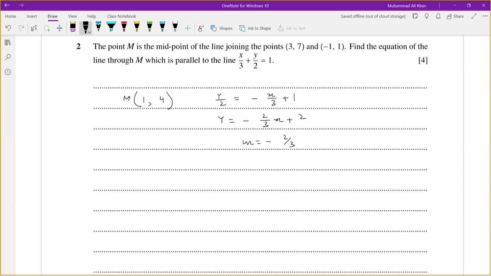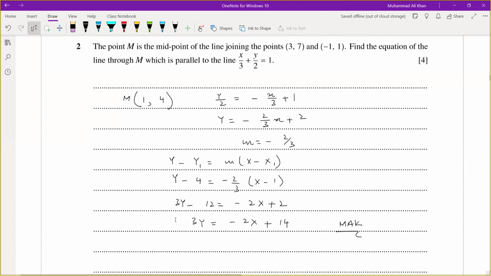So, after that, by the help of the midpoint coordinates and the gradient, use the formula y minus y1 equals m times x minus x1. Calculate the equation of the line. So, y minus y1 is y minus 4. Gradient is minus 2 over 3. x minus x1 is x minus 1. Cross multiply 3: 3y minus 12 equals minus 2x plus 2, and 3y equals minus 2x plus 14. This is the equation of the line. Hopefully, the question is clear. A very simple question of 4 marks.